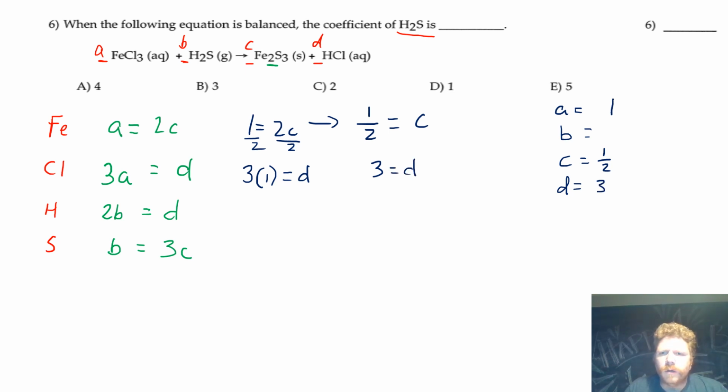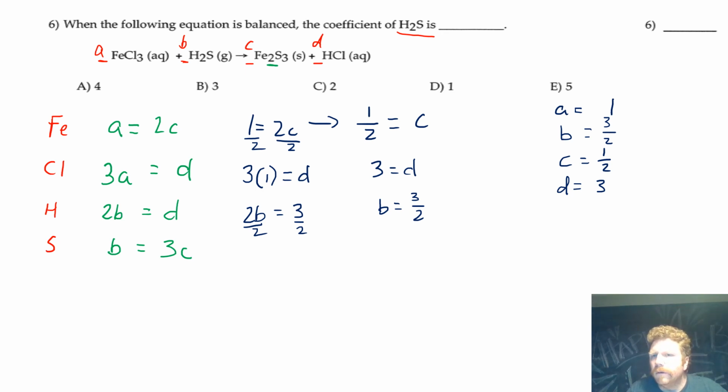Now my next equation is going to be 2B equals D. We don't have a value for B, but we definitely have one for D. So I'm going to say 2B is equal to 3, my value for D. Divide each side by 2, B is equal to 3/2, or 3 over 2. So at this point, I have one more equation that I can solve for, but do I even need to? No, I don't. I have values for A, B, C, and D.